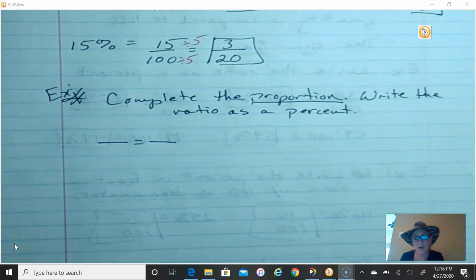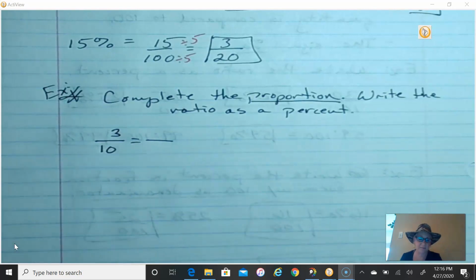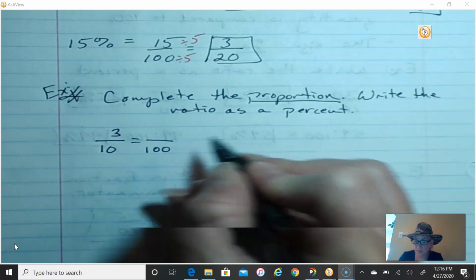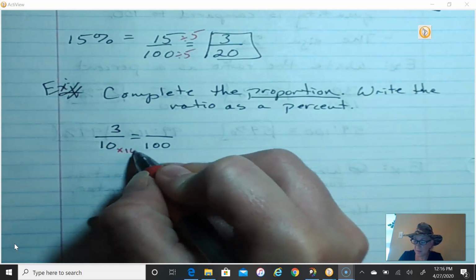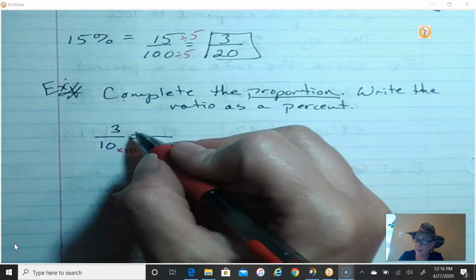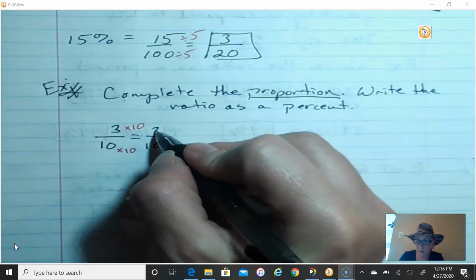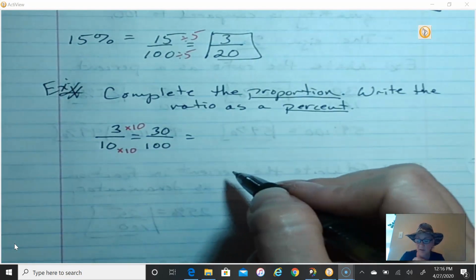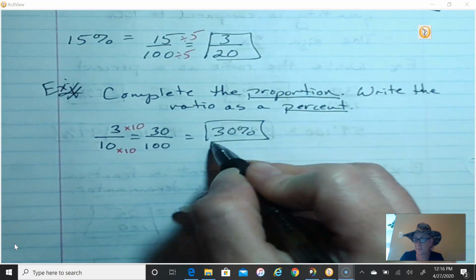So the way you're going to be doing it today is they're going to give you the first fraction, and then they may give you the bottom number, which is 100. Okay, well, how many times does 10 go into 100? So 10 times 10 gives you 100. So what we do to the bottom, we do to the top. 3 times 10 is 30. So what percentage is that? Because we then need to write it as a percent. Remember, it's always over 100, so then it's 30%.